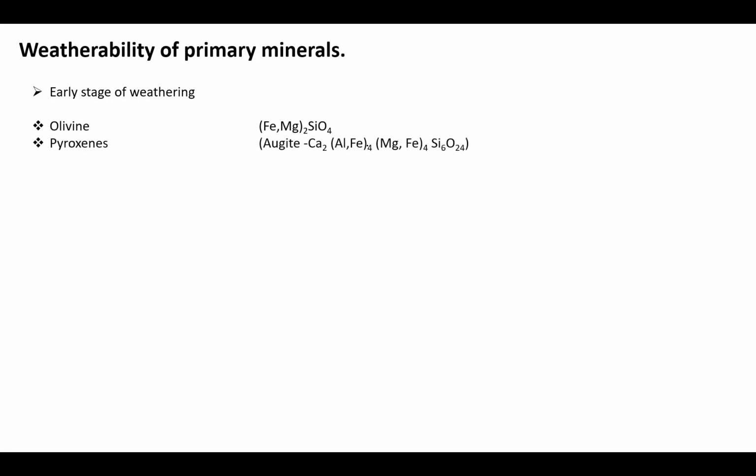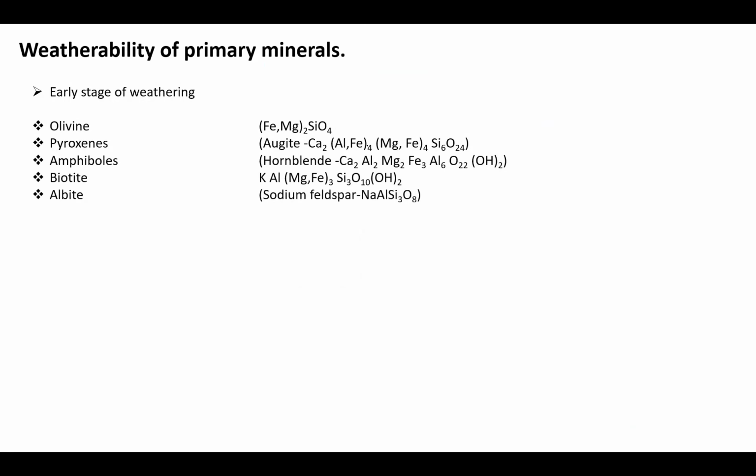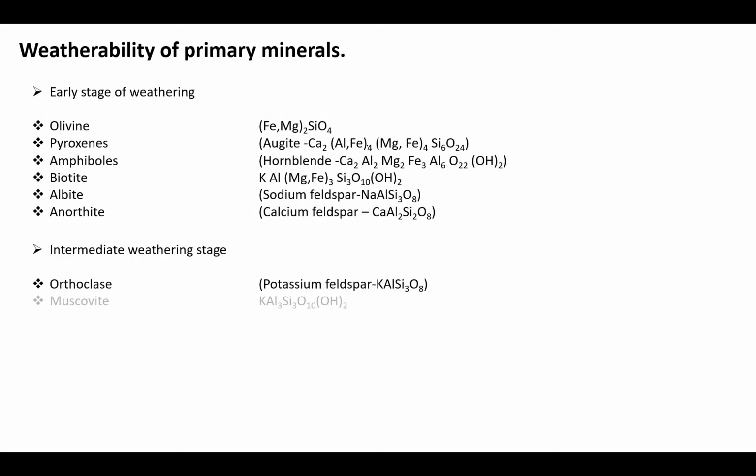Now let us see the weatherability of the primary minerals. What is weatherability? There is also a separate lecture on weathering of soils. We will deal with it there, but for now we will just see the listing. In the early stage of weathering, which minerals will be weathered? Olivine, pyroxenes, amphiboles, biotite, albite, anorthite. And in the intermediate stage of weathering, which minerals will be released? Orthoclase, muscovite, quartz.